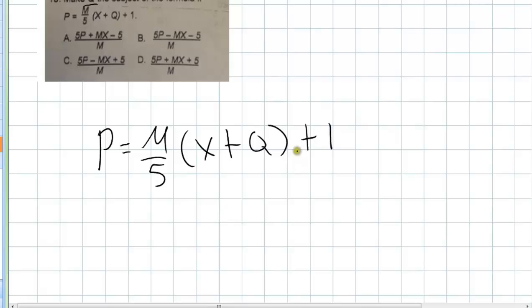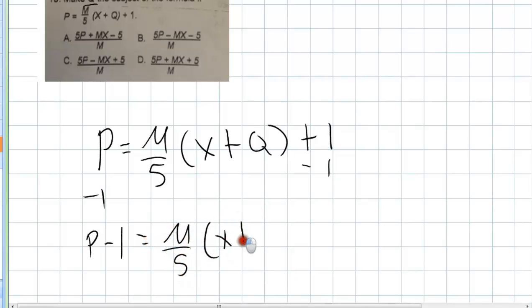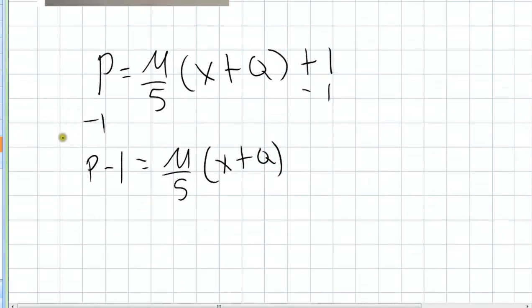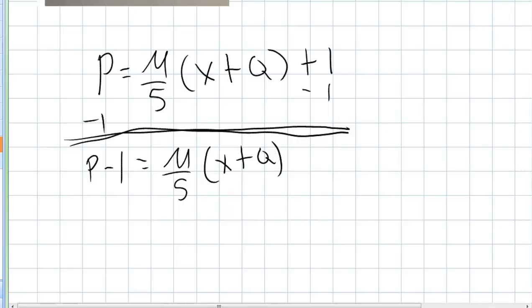So the first thing I'm going to do is subtract 1. B minus 1 is equal to m over 5 times x plus q. Okay, so I've rewritten the equation below so that I can continue to see what I'm doing. I'm going to draw some lines here so that I know I've moved on. So now what I'm going to do is multiply both sides by 5.